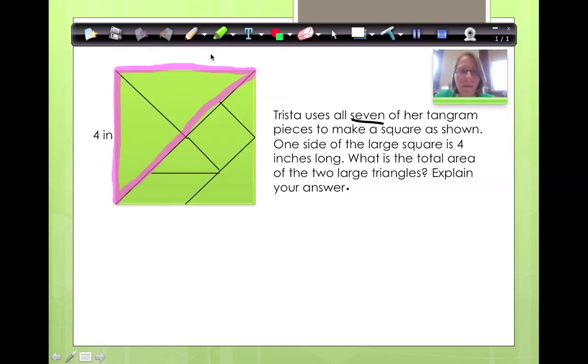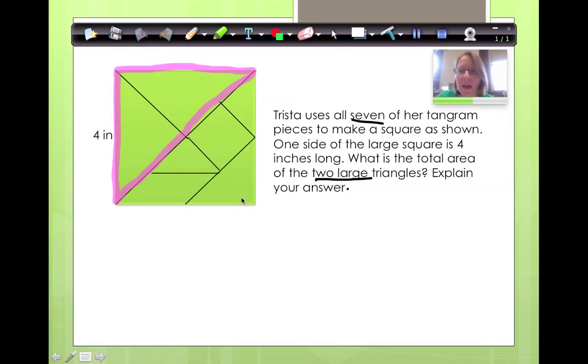Do you remember what happened when we went to make the tangrams? How did we get to have this section? Well, we took our square and we folded it in half, didn't we? And that gave us this line right here, and then we cut on this line, right? And then we folded this part in half, and we had the fold here, and we cut right here. Okay, so let's see if we can use what we learned when we made the tangrams to figure out the answer. So it wants to know what the total area of the 2 large triangles is.